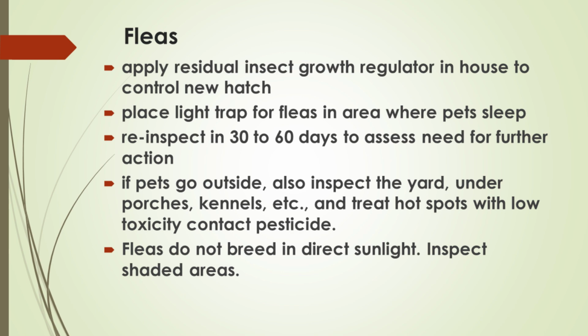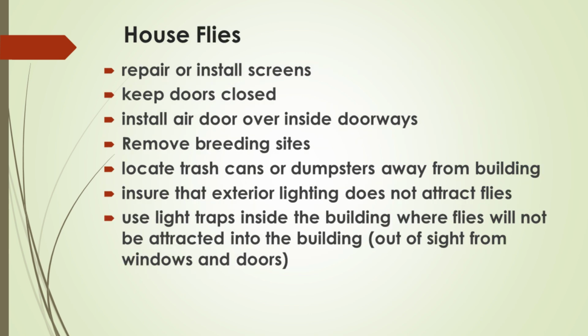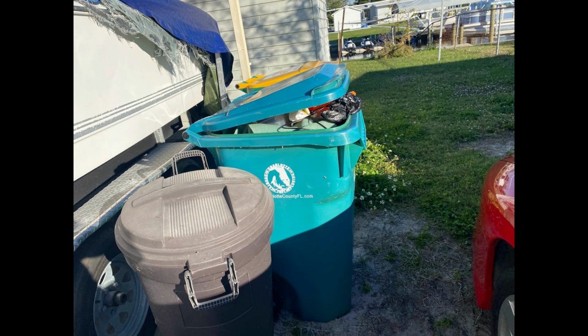Inspect shaded areas. Houseflies. Repair or install screens. Keep doors closed. Install air door over inside doorways. Remove breeding sites. Locate trash cans or dumpsters away from building. Ensure that exterior lighting does not attract flies. Use light traps inside the building where flies will not be attracted into the building, out of sight from windows and doors. When we talk about houseflies and integrated pest management, it's important to note areas like you're seeing here.